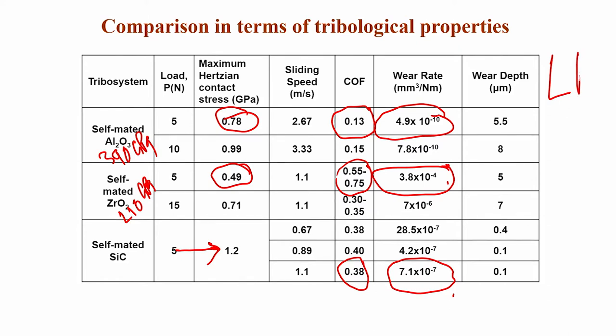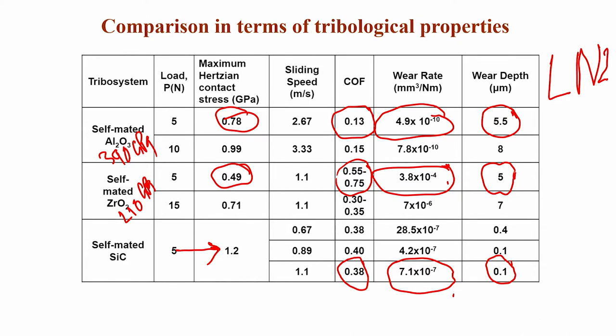Remember, all the data that we have summarized in this table were obtained under liquid nitrogen sliding conditions, not at room temperature. However, one point I must note here is that, wear depth wise, alumina has a larger wear depth of 5.5, whereas silicon carbide is 0.1, extremely small, and alumina and zirconia are relatively similar, like 5 to 5.5 micron. So, 5 micron versus 0.1 micron, it is an order of magnitude difference, right.